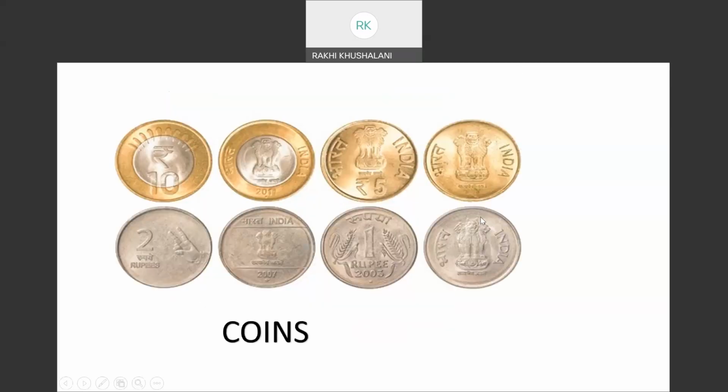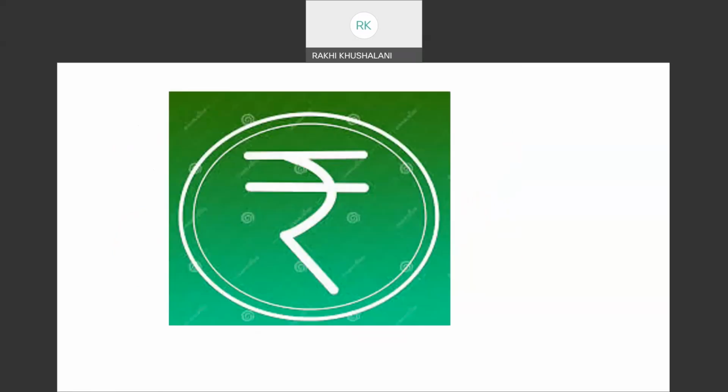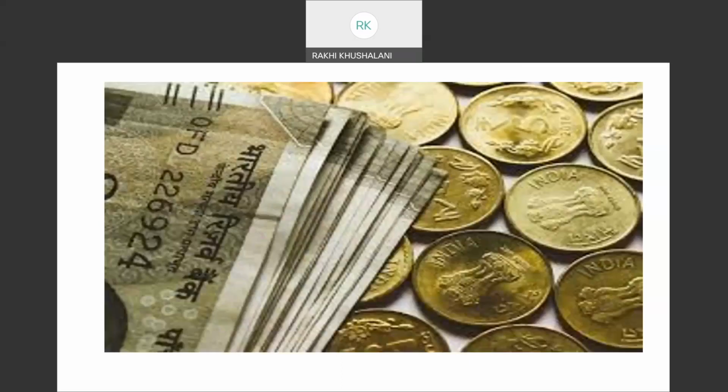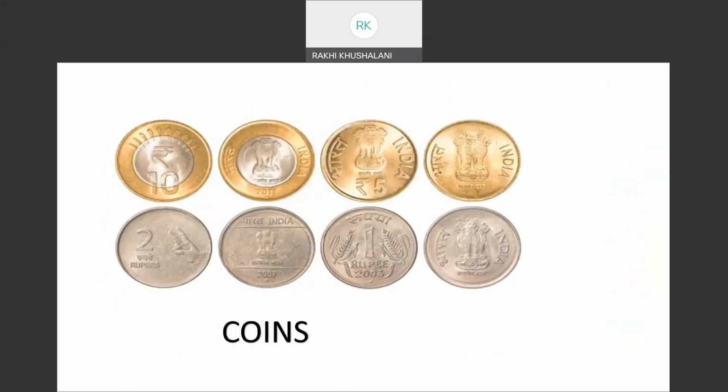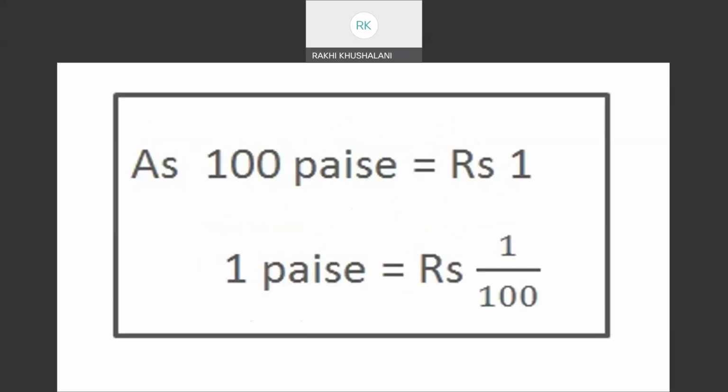These are the coins that we use today also, and these are the notes that we use. Sometimes in place of notes, there are few coins available like 10 rupees, 20 rupees, 5 rupee, 2 rupee, 1 rupee. These days, 50 paisa, 25 paisa coins are not available anymore. We have moved ahead. Rather, 20 paisa coin has come into picture.